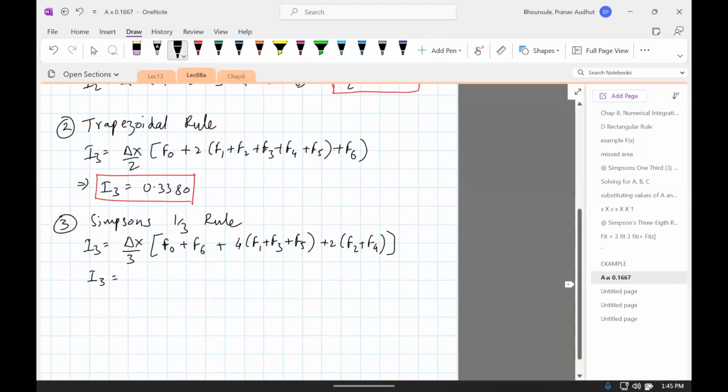So I3, after subbing in the values, comes out to be, let's call that I4. I4 comes out to be 0.3333.